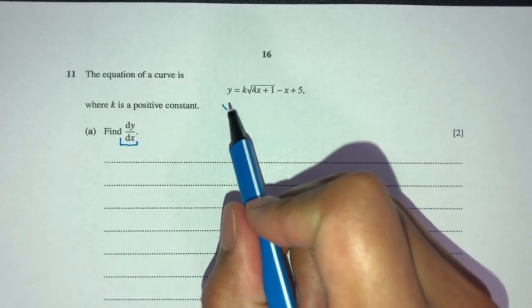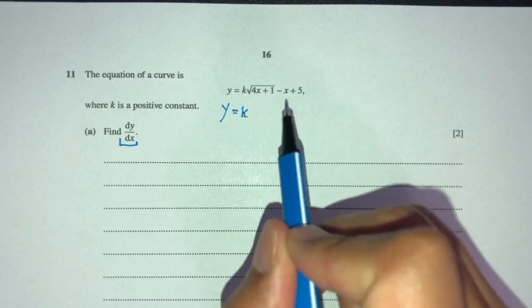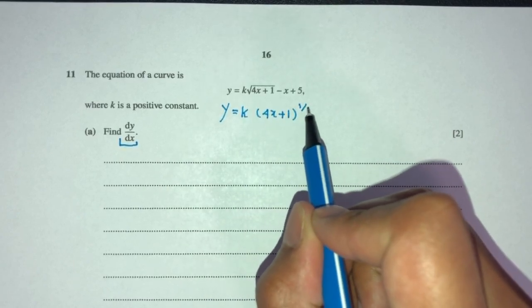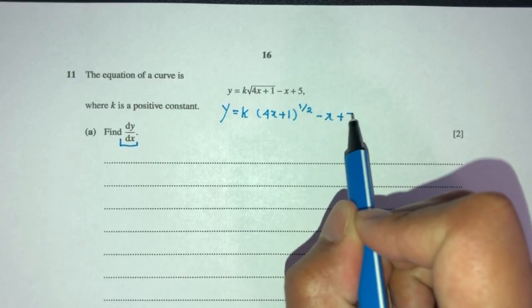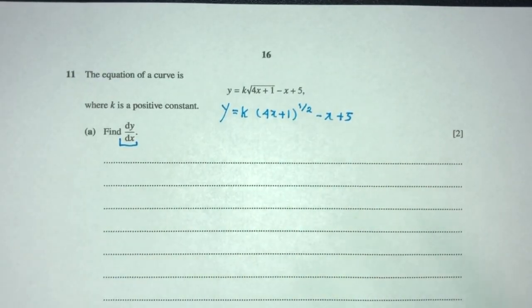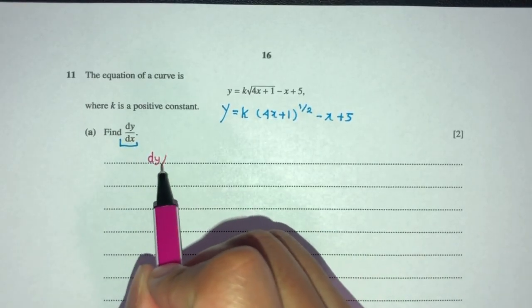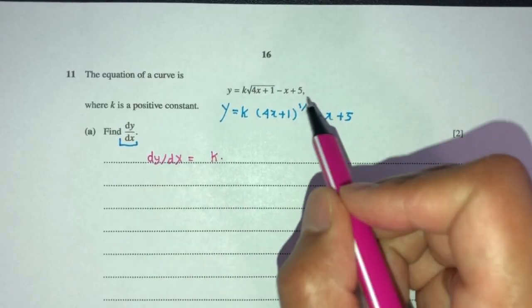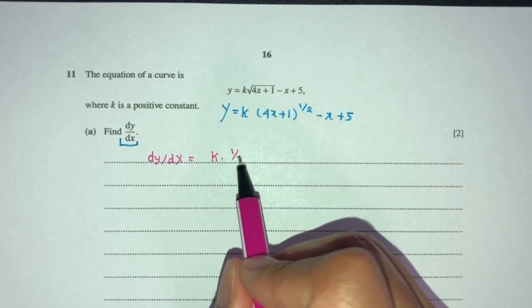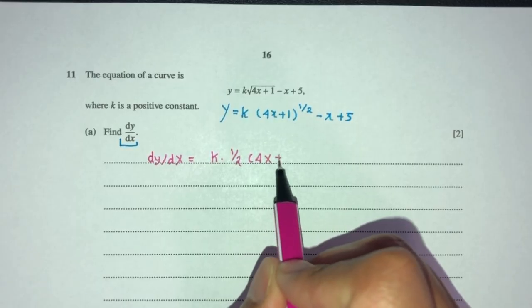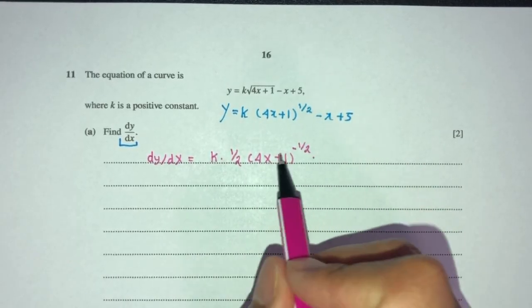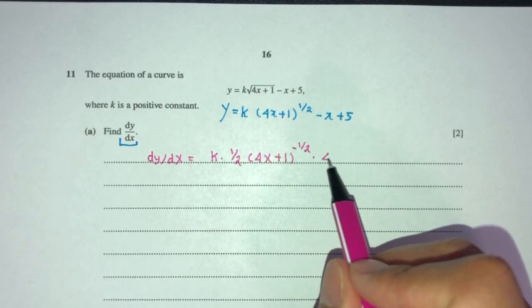We have y equal to k. Now square root is simply power half, right? We should know this by now. Here we have minus x plus 5. Now using this equation, we can find dy by dx pretty easily. So dy by dx, k is only a multiple, leave this outside. First multiply by the power, then we have 4x plus 1, then power minus 1, so half minus 1 is minus half. Then times d by dx of this, that will become 4.